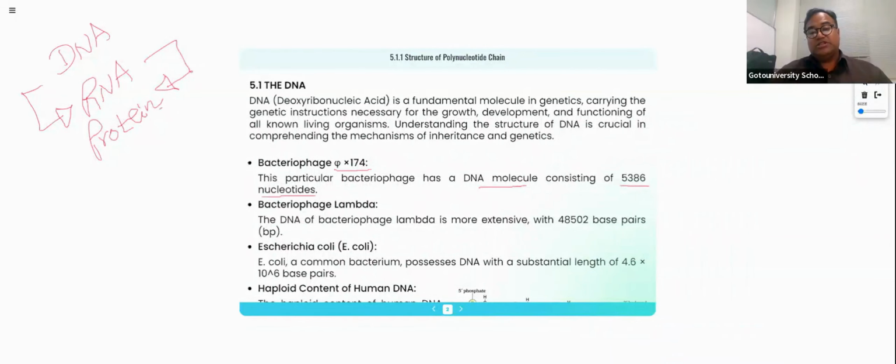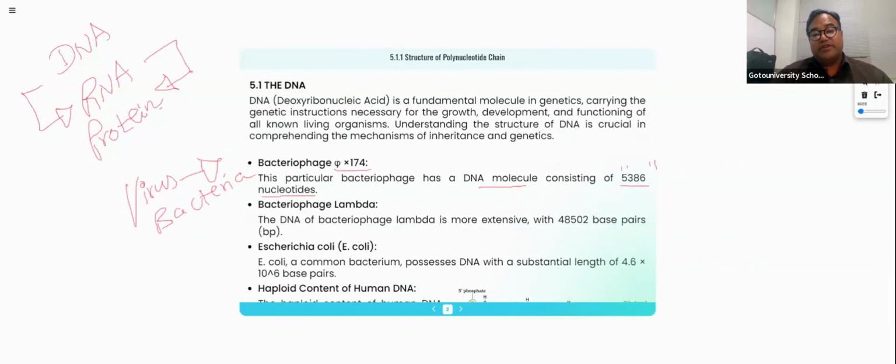So that means the smallest microorganism of this world is a bacteriophage, which is nothing but a virus. We all know very well a virus is a structure which infects the bacteria. So this bacteriophage is a virus that infects the bacteria. In this bacteriophage, the DNA length is about 5386 nucleotides present in the DNA, right?